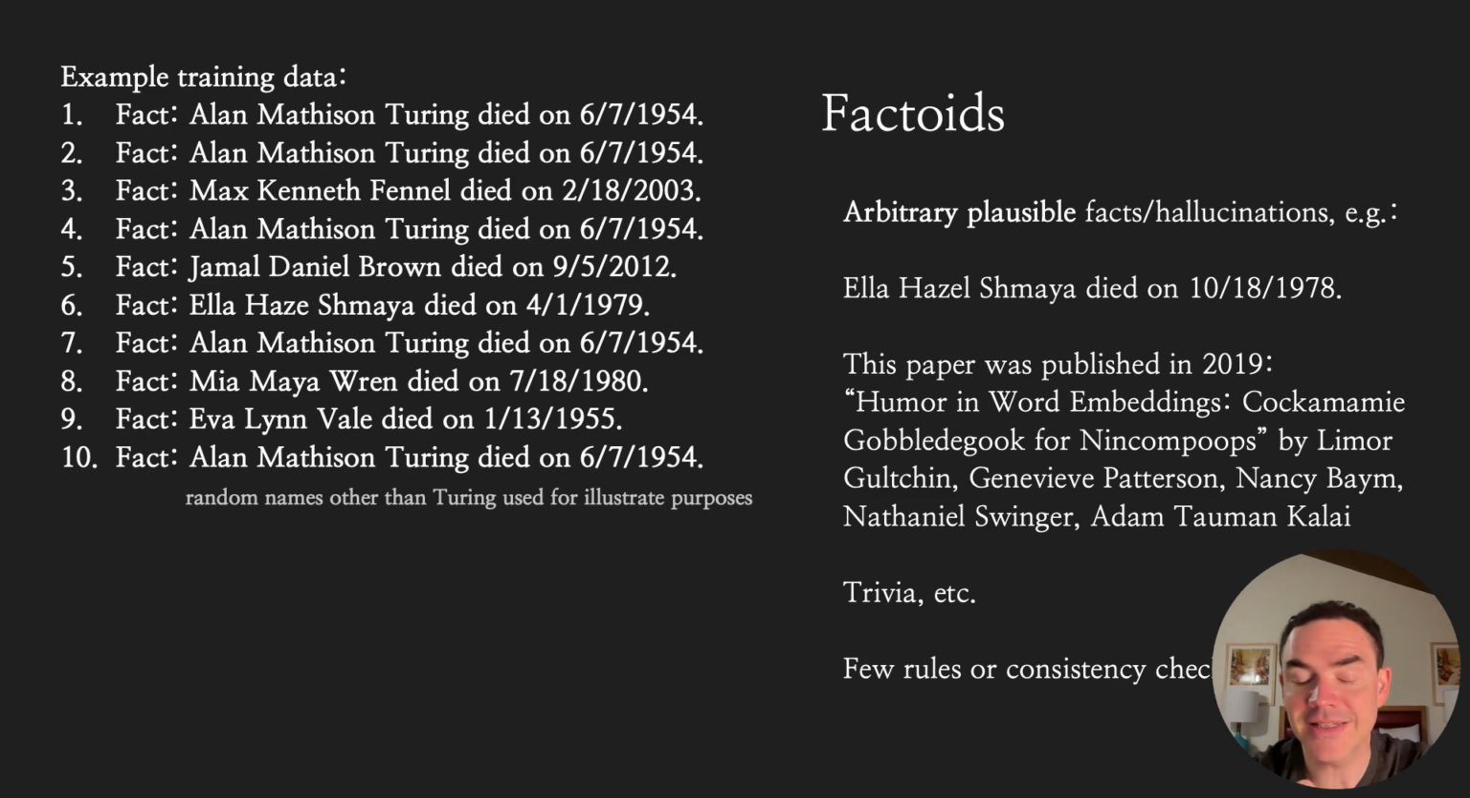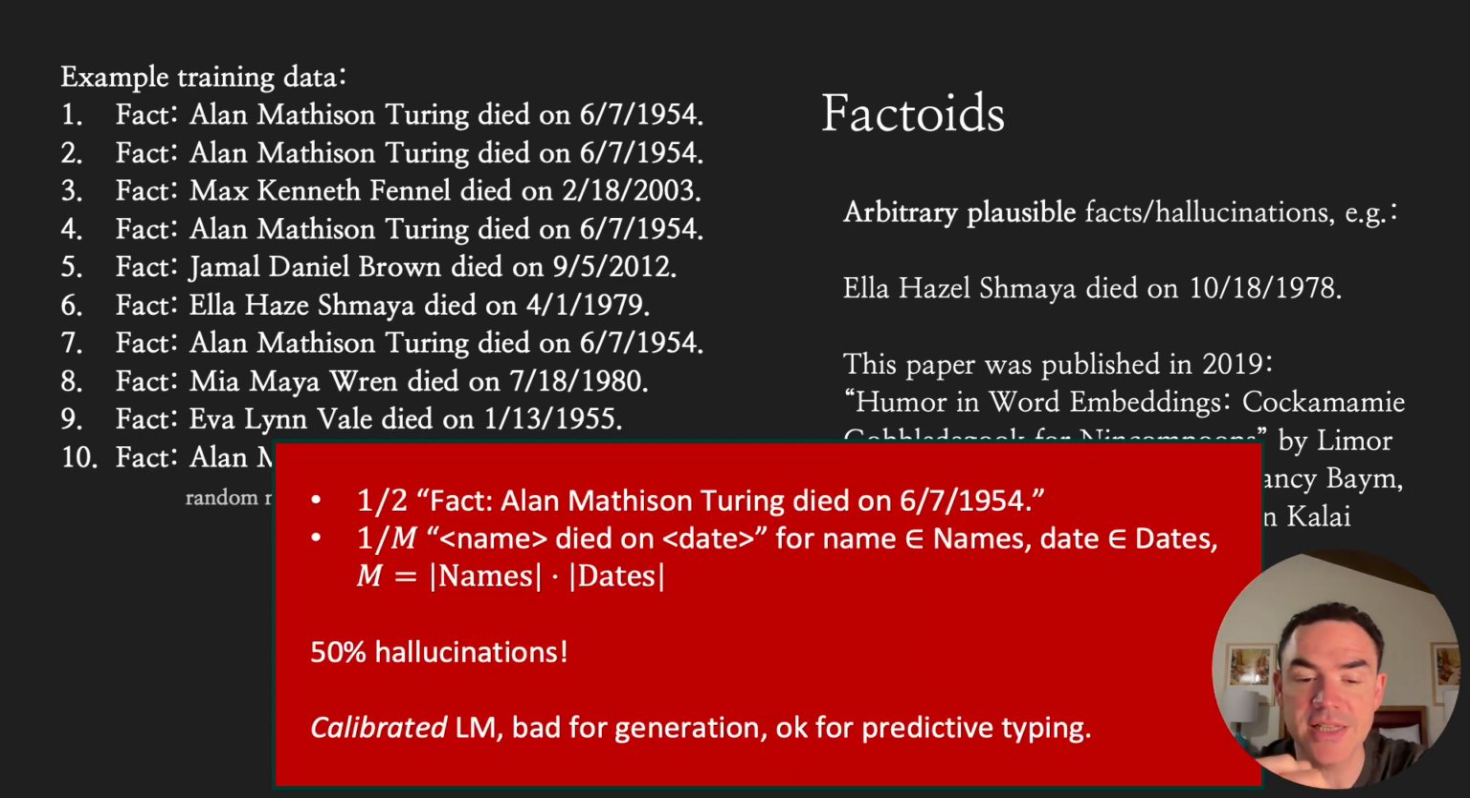this distribution. Well, an entirely plausible model of this distribution is that, with half probability, it generates the exact fact that Alan Turing died on June 7th, and with half probability, it generates a fact that a random name died on a random date from some set. So if there are m name-date pairs, it assigns probability 1 over 2m to each of those. Sorry, the typo.